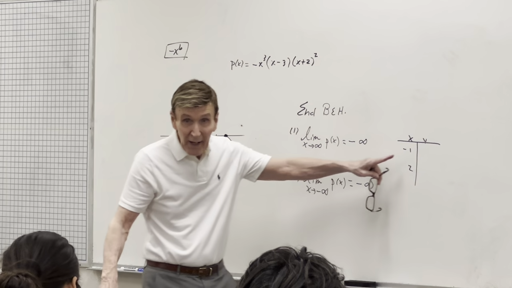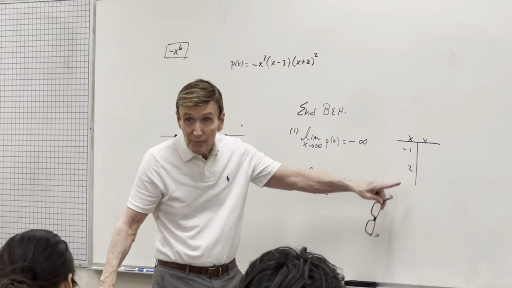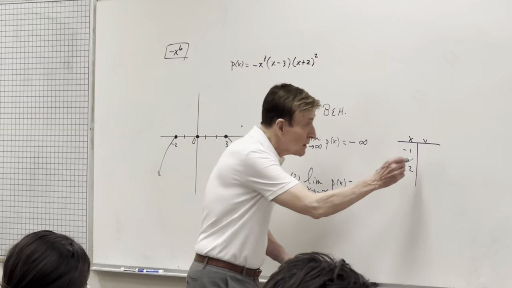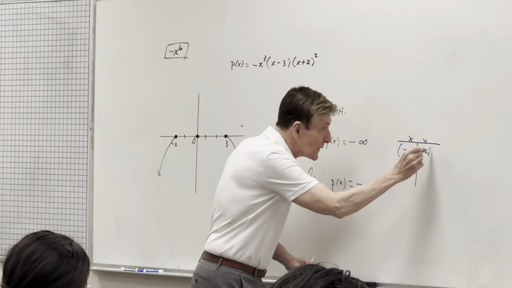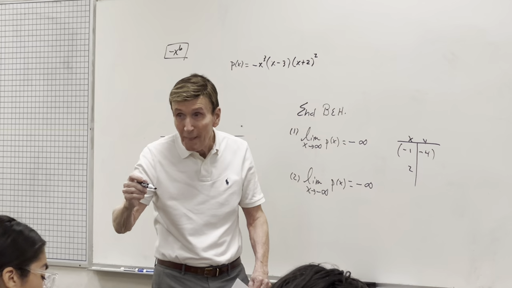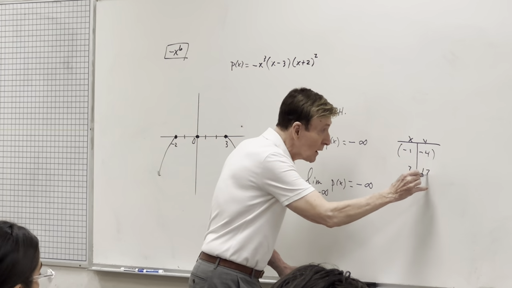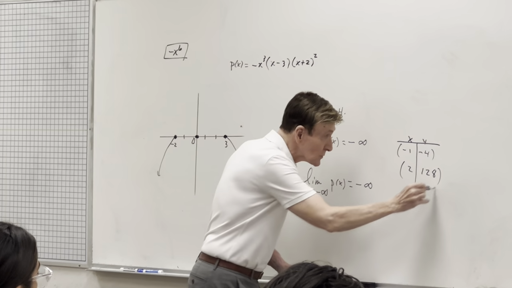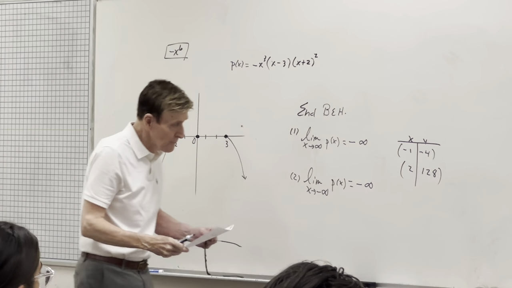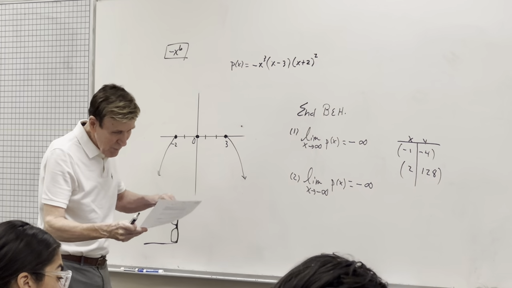Did anyone find the values here? How about -1? What's -1? How much? -4. -4? You guys agree? And did anyone try 2? 128? Will just help me get the graph a little bit better here. And I guess, let's see what else here.